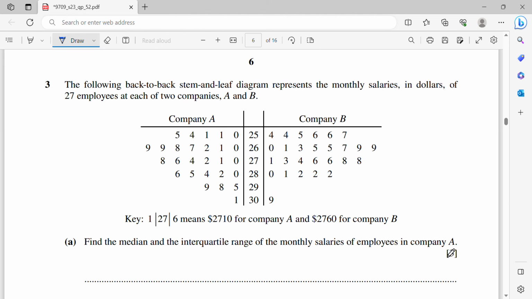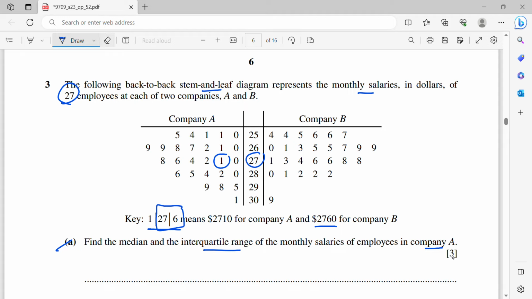Now for question 3. The following back-to-back stem and leaf diagram represents the monthly salaries in dollars of 27 employees at each of the two companies A and B. So this key, 27|1 let's say here, means $2,710 for company A, and 27|6 here means it is $2,760 for company B.